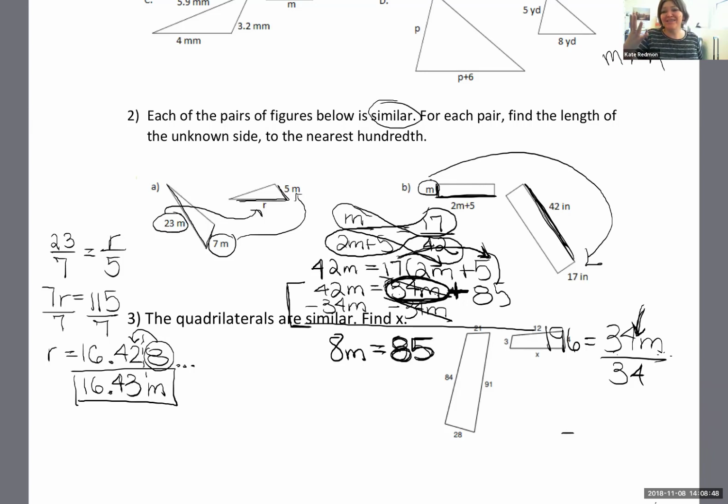And now I can solve, and not only is it legal to divide here, it's also wise. I'm just dividing by one number. My m's already alone on one side of the equation, so it's going to give me an answer this time rather than a big, ugly, gross expression. So 85 divided by 8 gives me 10.625. Are we cool? Yes.